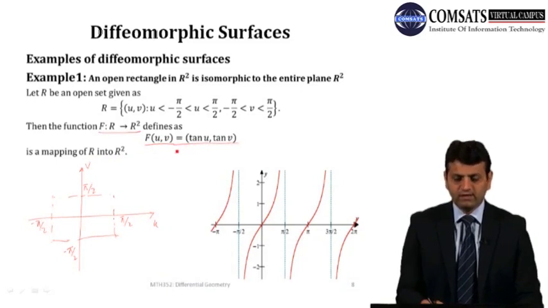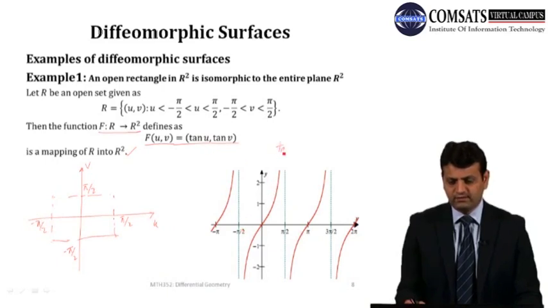Now why is this differentiable? Because tan u is differentiable, tan v is differentiable. So the differentiable part is okay. Now why is the image of this map each and every point of the plane? क्योंकि आप tan x के ग्राफ को गौर से देखें. Let's say this is y = tan x.